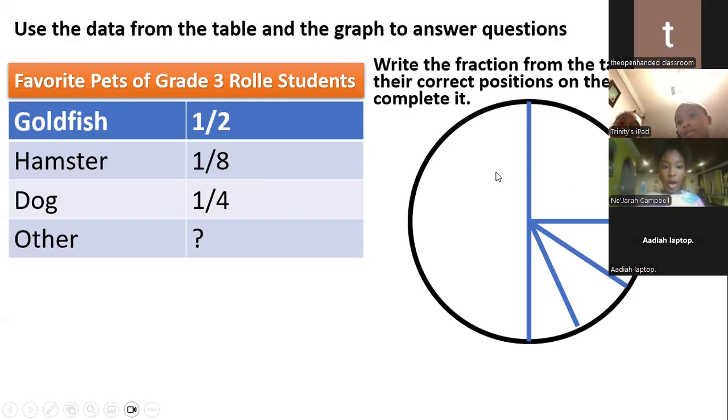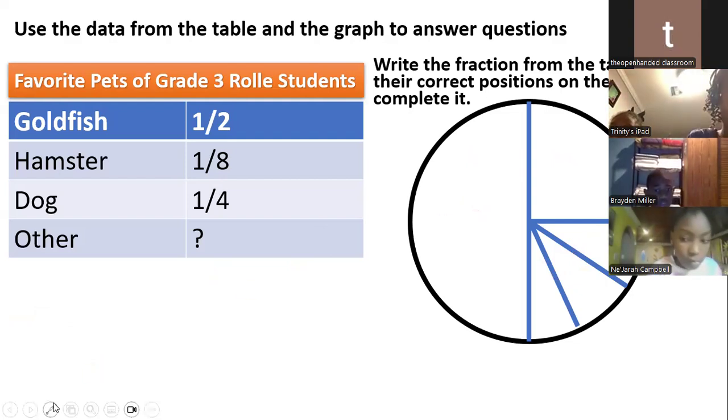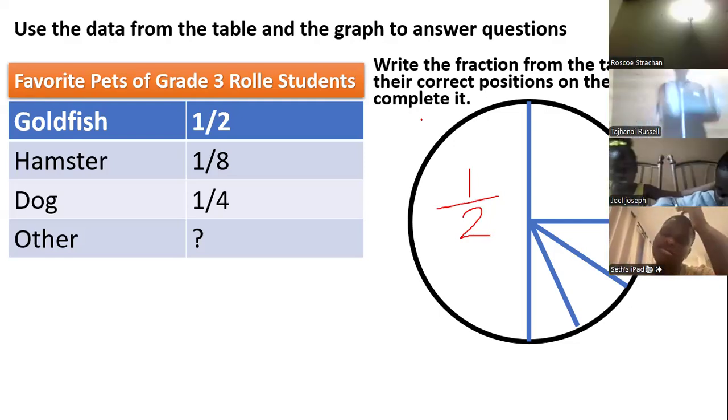This side? Where would the half go? Is it this side, or this side? The left side, the first side. This one? Yes, sir. Very good. That's where the half is going to go. So half is 1/2. Do y'all understand that? That's a half.